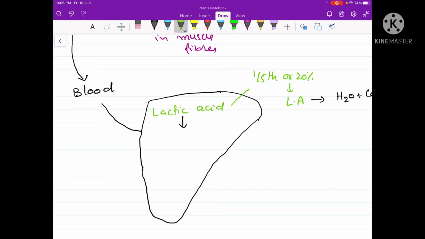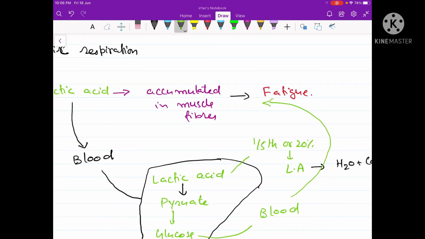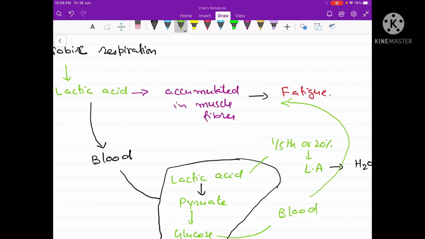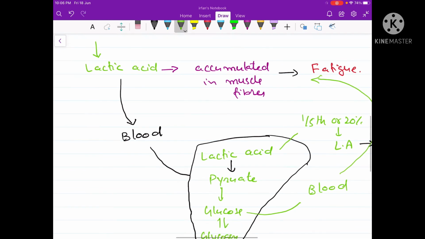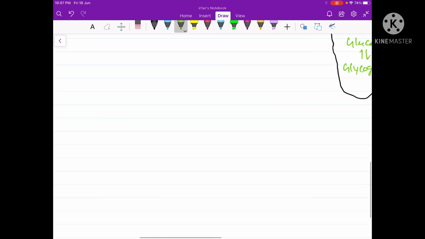Now, the remaining 80% or 4/5 of the lactic acid is first converted back into pyruvic acid or pyruvate, and then that pyruvate is converted back into glucose, and then that glucose will be stored either as glycogen in the liver, or the glucose will be liberated in the blood, and then the blood will carry it back to the muscles. So, this cycle that occurs between the muscle and the liver is called the Cori cycle. So, we have seen that lactic acid is regenerated back into glucose.